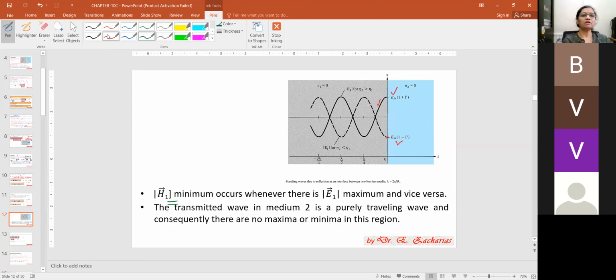And what happens in the transmitted wave? Now we are talking only of medium 1, the formation of the net electric field in medium 1. But what happens in medium 2? When you go to medium 2, there's no standing wave or anything. It's a pure traveling wave: part of the wave would have got transmitted and it will be traveling. There is no question of maxima, minima and all that.